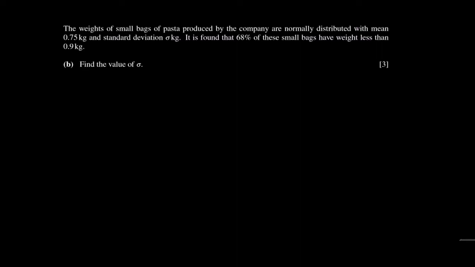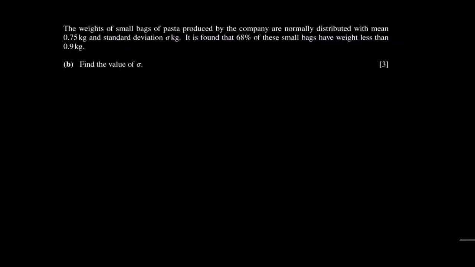Okay, part B of this question. The weights of small bags of pasta produced by the company are normally distributed with mean of 0.75 and standard deviation of sigma, so that's unknown. It is found that 68% of these small bags have weights less than 0.9 kilograms. Find the value of sigma.